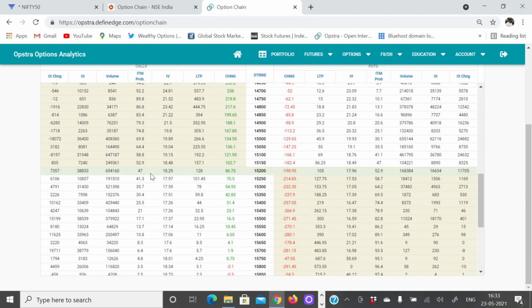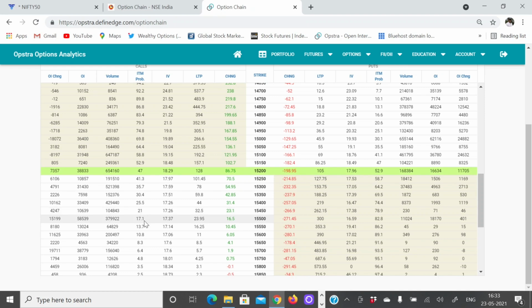the Opstra option chain gives the in-the-money probability. They look at the delta, and based on the deltas, they calculate the in-the-money probability of this particular contract by the end of 27th May, which is the contract expiry date. It shows there is a 47% possibility that it can go in the money by 27th May.